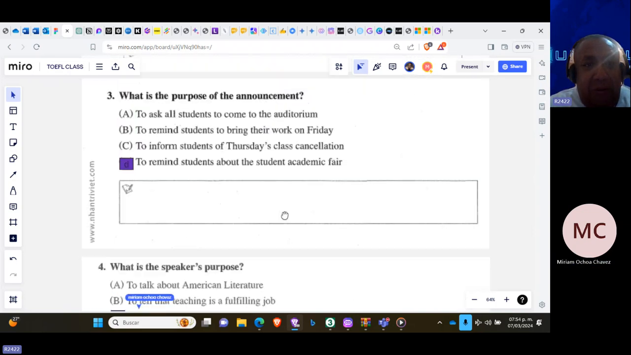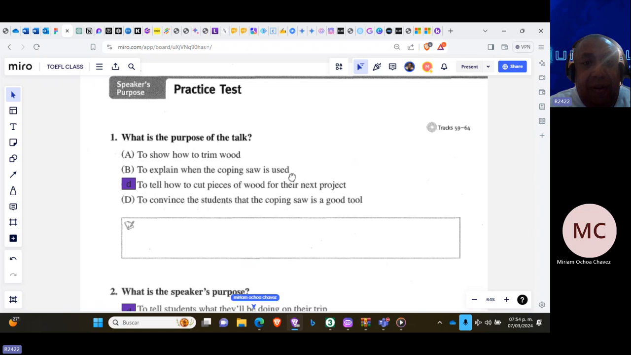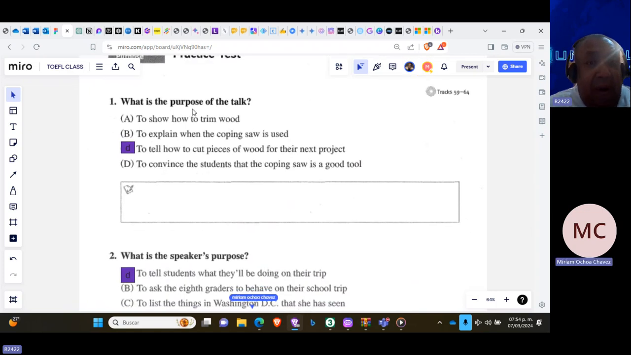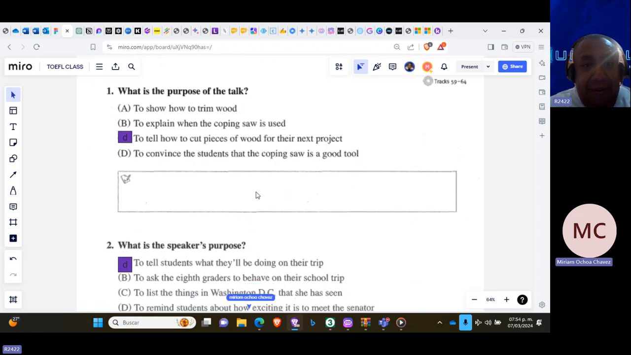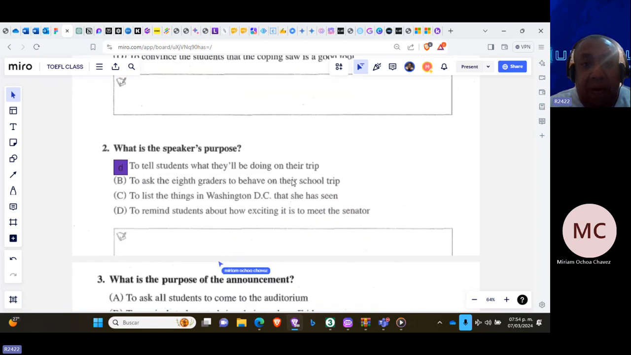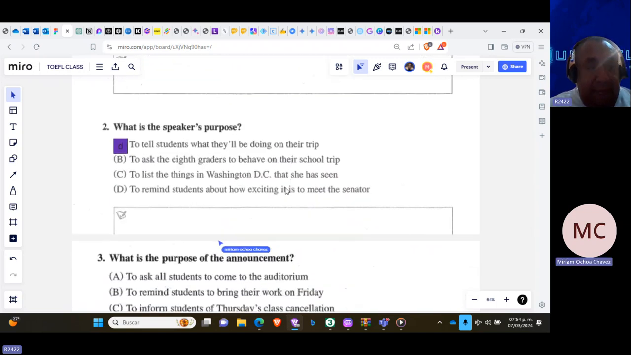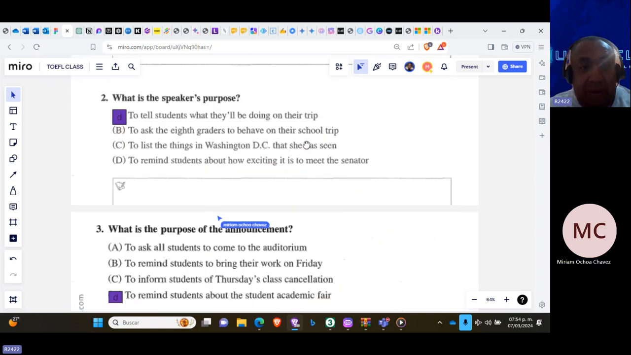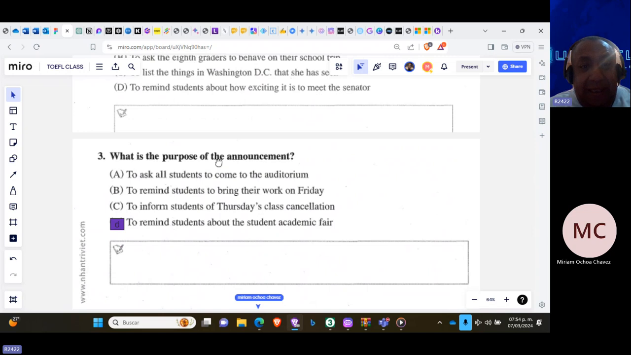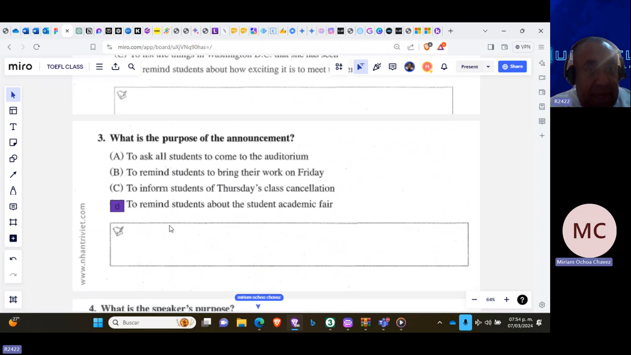Okay, let's go to question one. I will ask the question and then you tell me the correct choice. What is the purpose of the talk? To tell how to quote a piece of work for the next project. Very good. What is the speaker's purpose? To tell students what they'll be doing on their trip. Very good. What is the purpose of the announcement? To remind students about the students' academic fair.